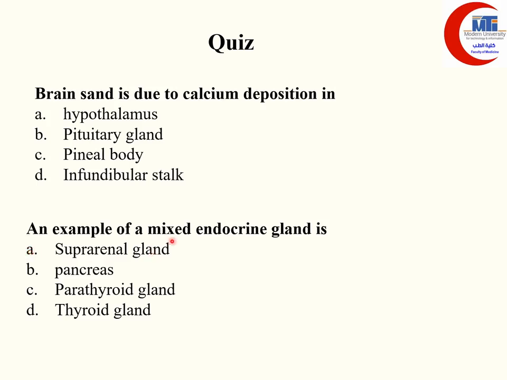An example of a mixed endocrine gland is, as we studied in the first lecture of the endocrine system, that we have pure endocrine glands such as suprarenal, parathyroid, thyroid, and mixed endocrine glands. Mixed gland means that part of the gland is endocrine and part exocrine. This is the pancreas, which we will study in the next lecture. The right answer, B, pancreas.